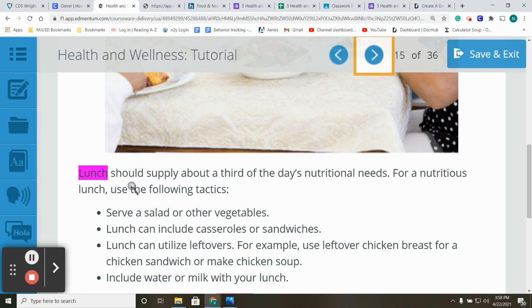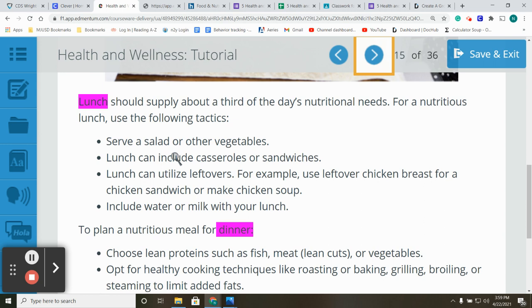For lunch, lunch should supply about a third of the day's nutritional needs. For a nutritious lunch, use the following tactics. Serve a salad or other vegetables. Lunch can include casseroles or sandwiches. Lunch can utilize leftovers. For example, use leftover chicken breast for a chicken sandwich or make chicken soup. Include water or milk with your lunch.